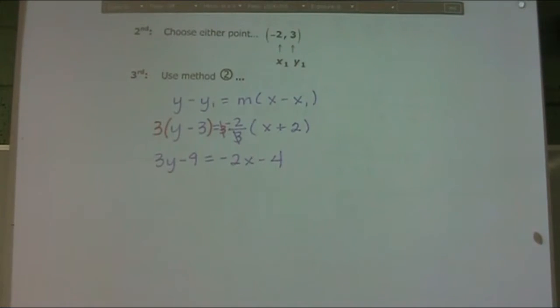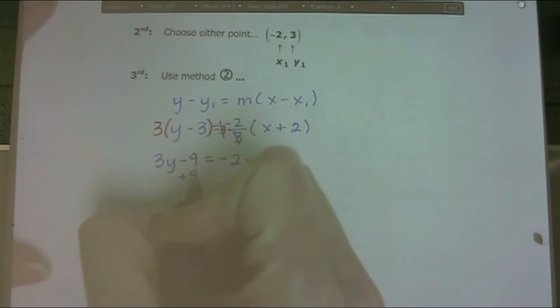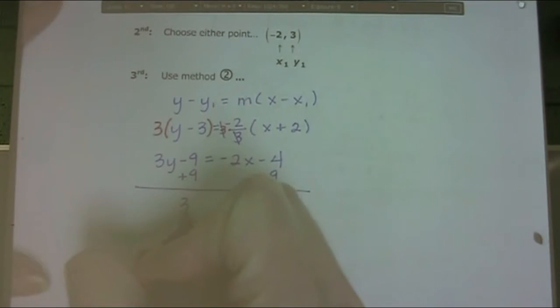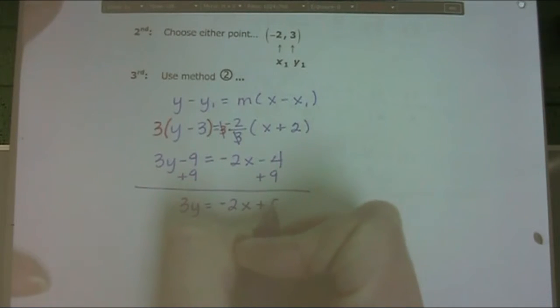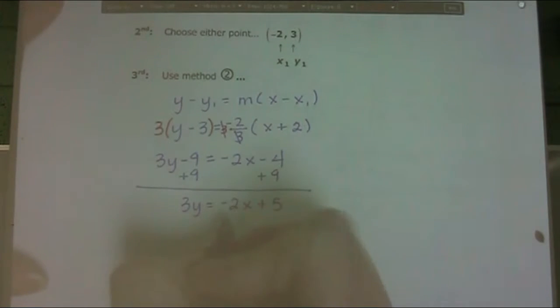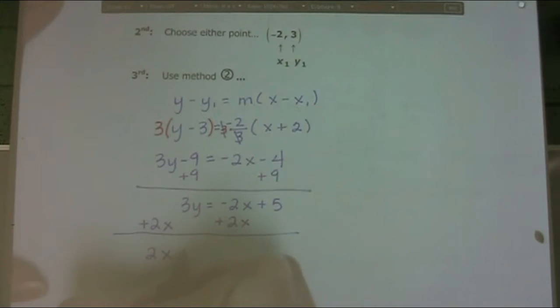In my next step, I want to get all my constants together. So I'm going to add 9 to both sides. And I have 3y equals -2x plus 5. Now I want to get my 2x on the left to put this in standard form. So add 2x to both sides. And I get my equation, which is 2x plus 3y equals 5.